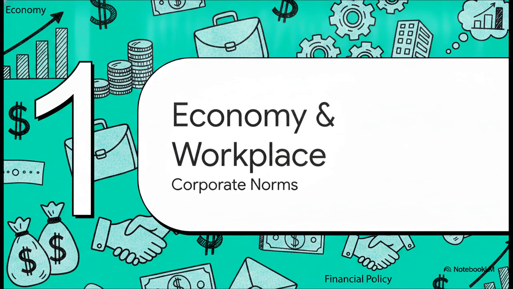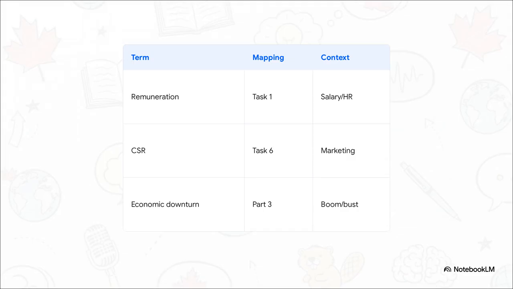Economy and the workplace, corporate norms and financial policy. A truly crucial skill is mapping these economic terms to formal workplace scenarios. Let's start with remuneration. You'll often see competitive remuneration package mapped to a task 1 formal letter, specifically when negotiating a job offer.